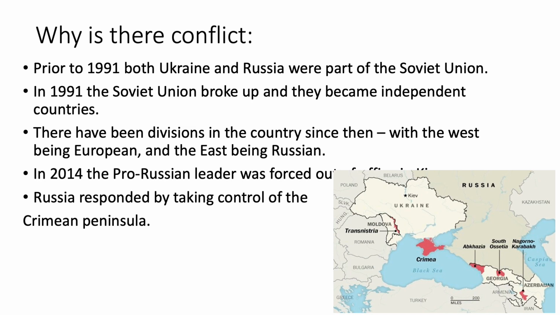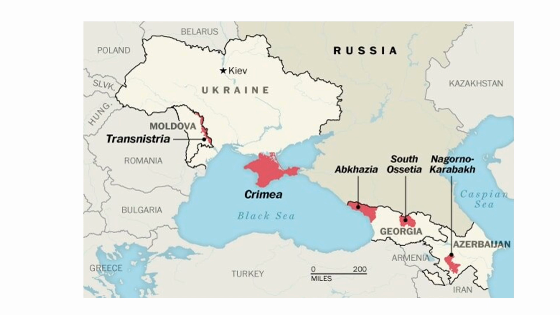But in 2014, the pro-Russian leader was forced out of office in Kiev, and this annoyed Russia, and Russia responded by taking control with their military of the Crimean Peninsula, again that area in red. And we can see that just there. This conflict's also spread to some other areas, but the main area we're interested in is the area of Crimea.